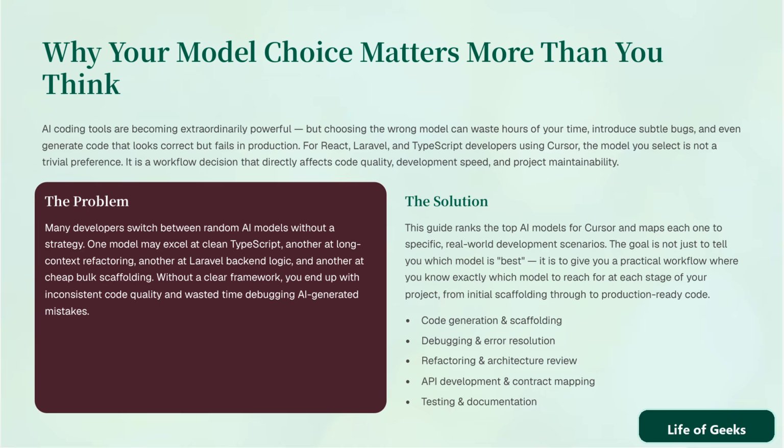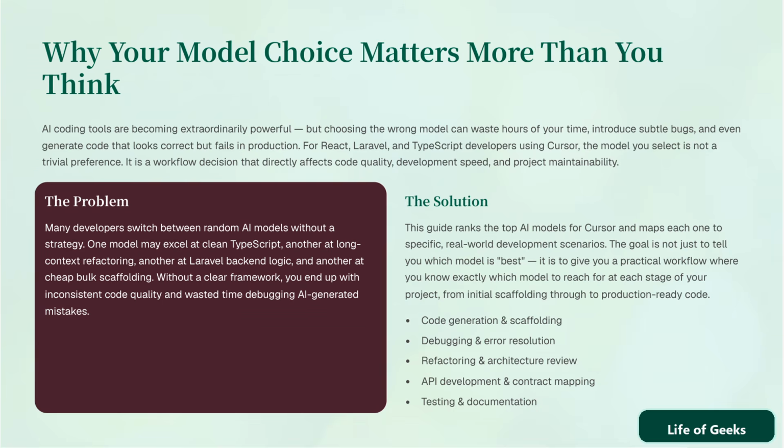In Cursor, the model is not just a preference in a dropdown. It becomes part of your engineering workflow. React, Laravel, and TypeScript all have different failure modes. React code can become messy and inaccessible. Laravel code can miss validation, policies, or clean API resources. TypeScript code can compile only after you weaken the types. So the goal is to stop switching randomly and start matching the model to the task.